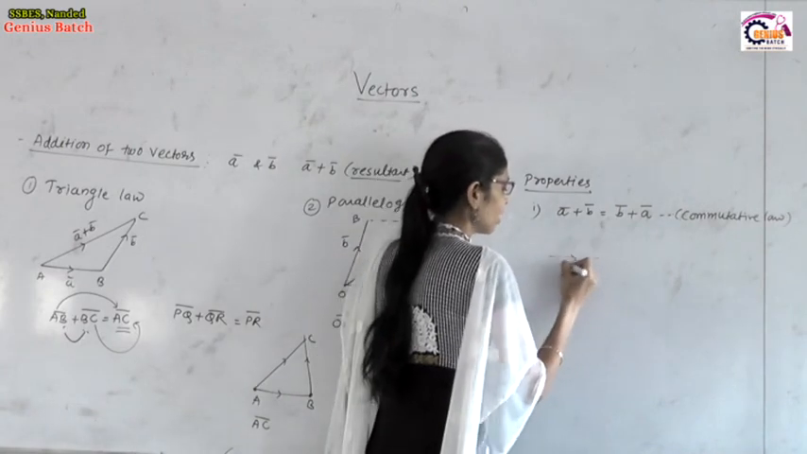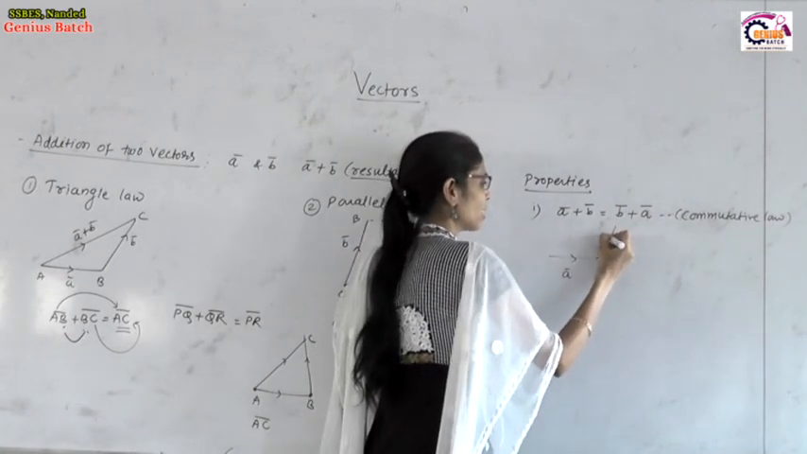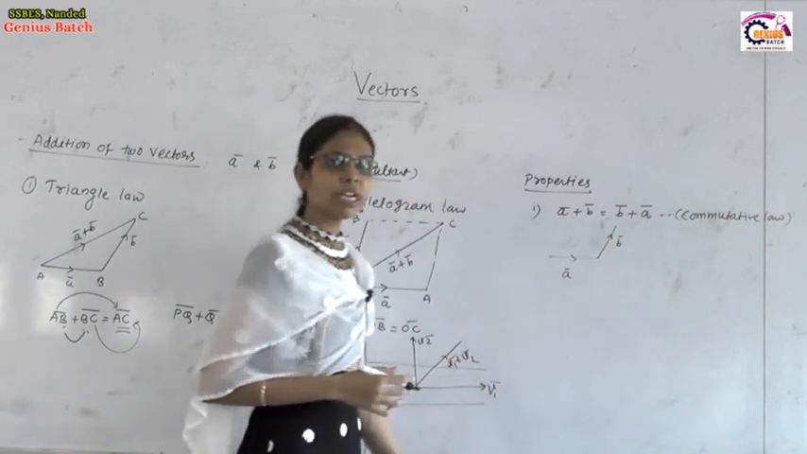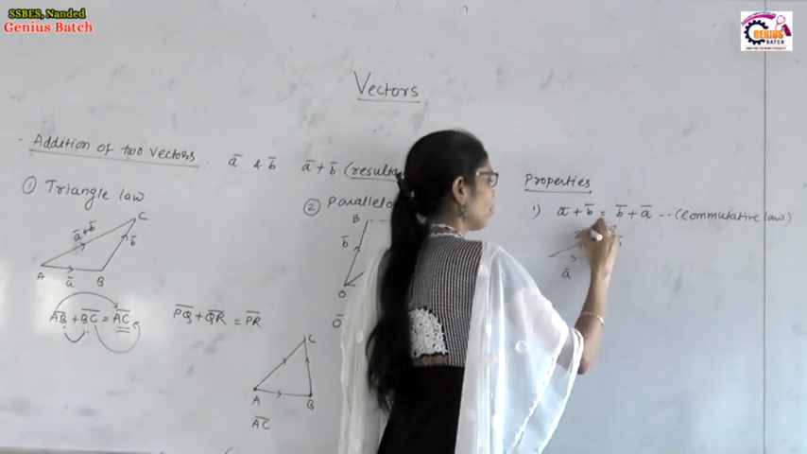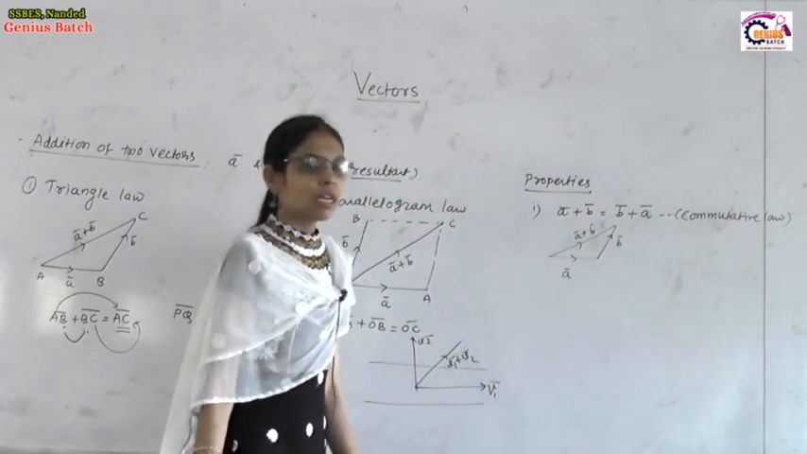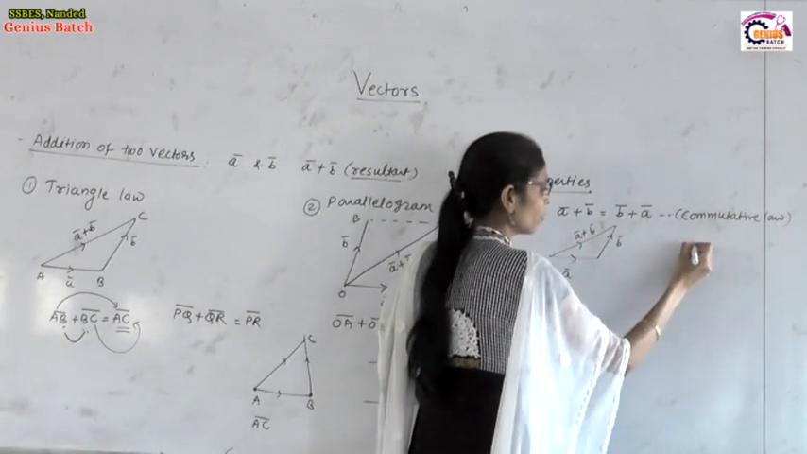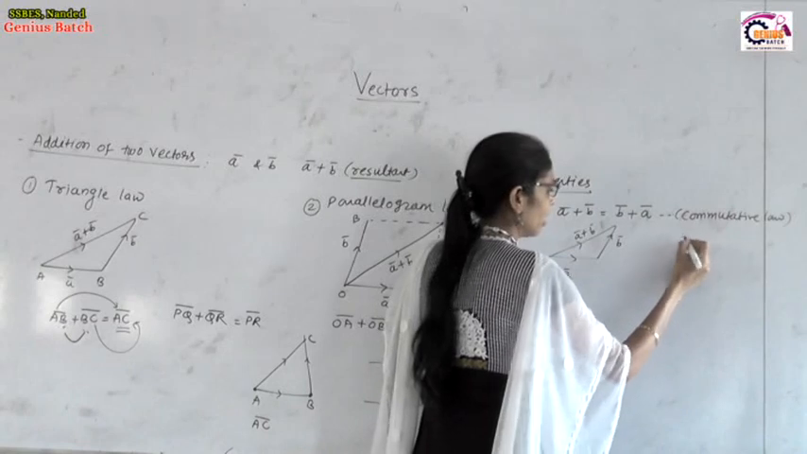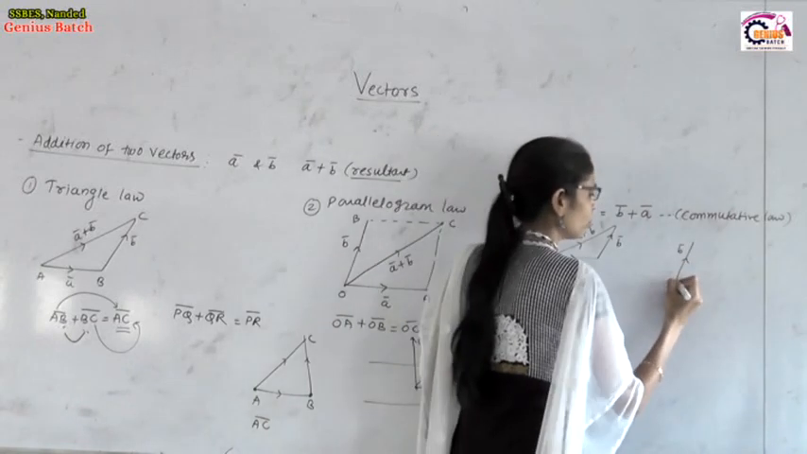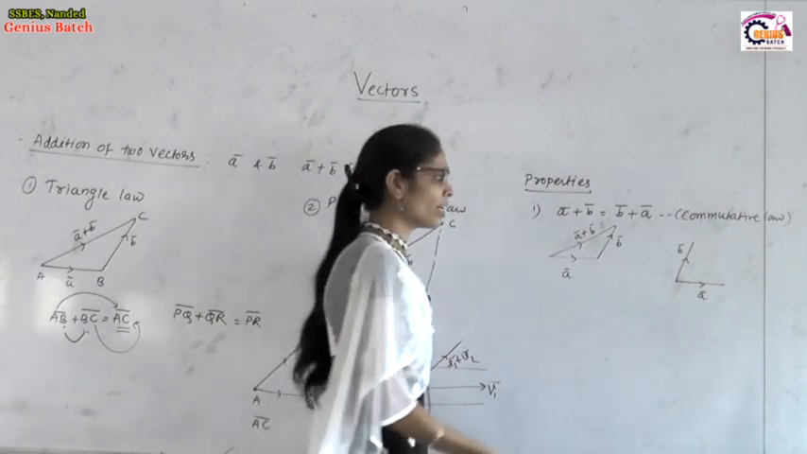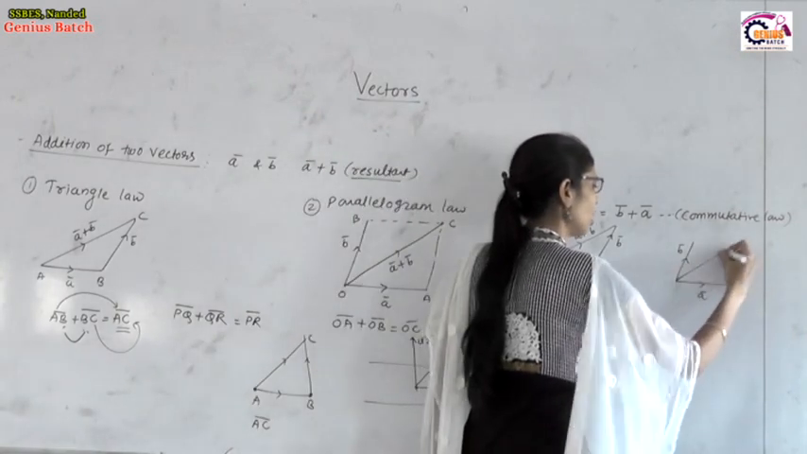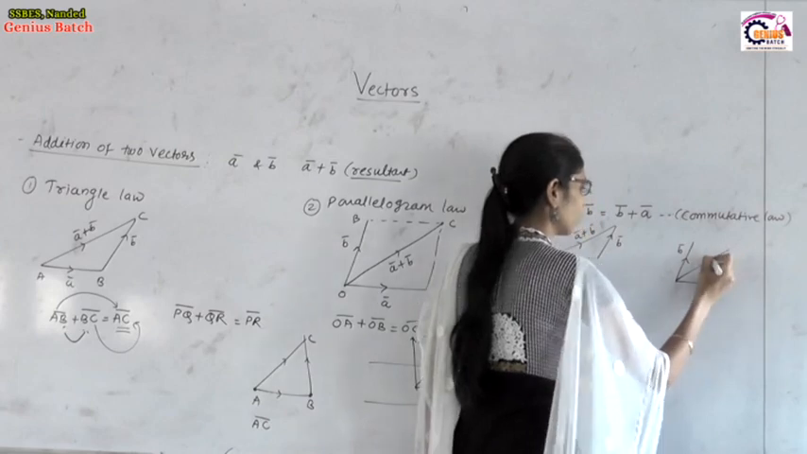So suppose this is vector A and this is vector B. Then you know that by triangle law, this will be vector A plus vector B. Now suppose vector B is given to me first and I have to add vector A to this. So what will be the result? You can use parallelogram law. This will be vector A plus vector B.